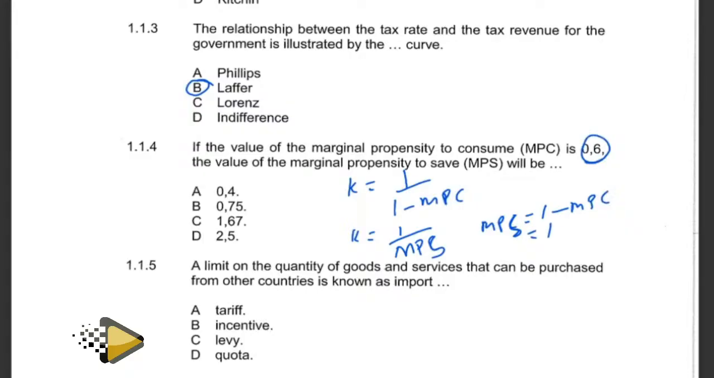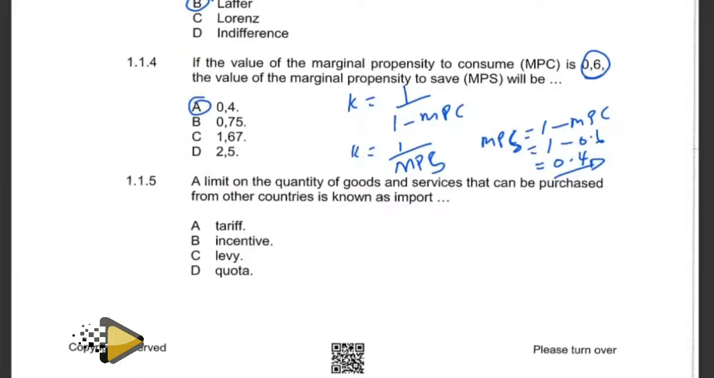So now, when you substitute, you are going to have 1 minus 0.6, which will take us to 0.4. So if you check the options given, the appropriate answer in this regard is going to be A. Okay, right, grade 12s. So now moving on to the next question, grade 12s, we have 1.1.5 and it reads as follows. A limit on the quantity of goods and services that can be purchased from other countries is known as import dash.